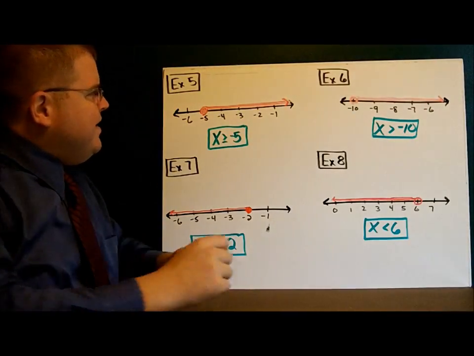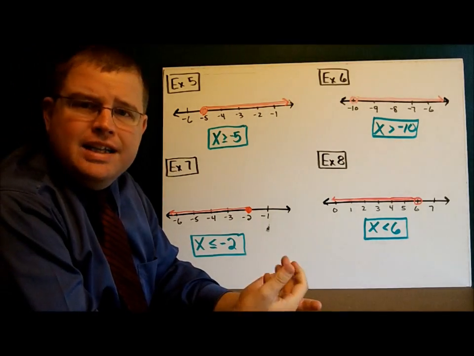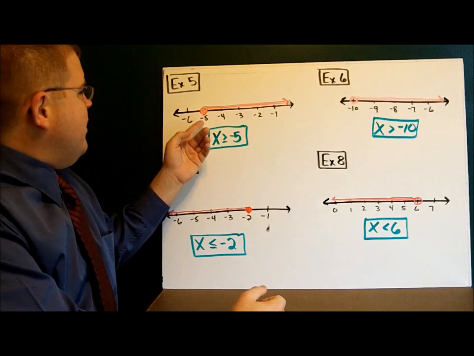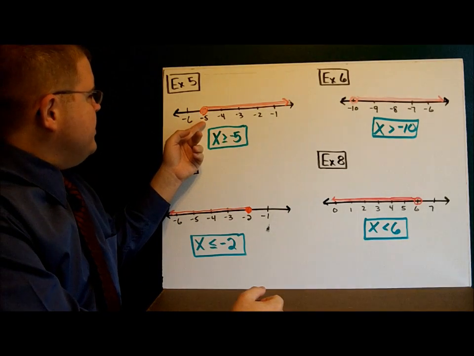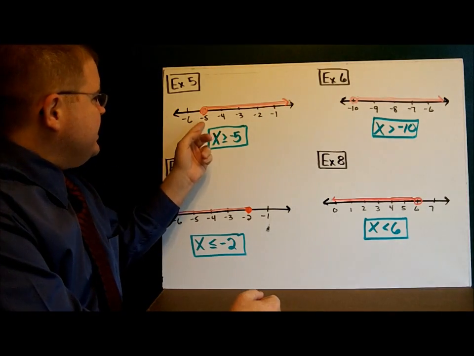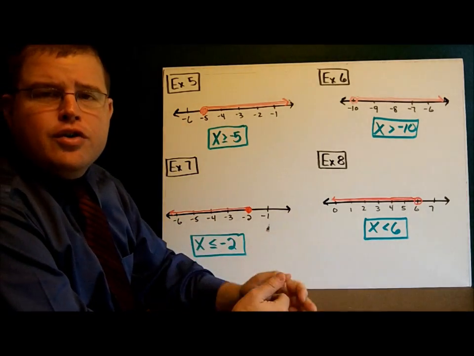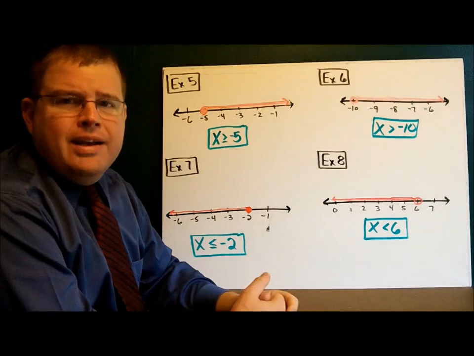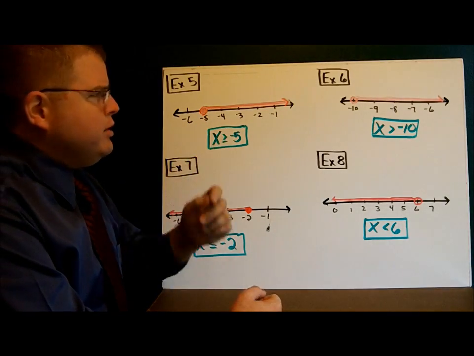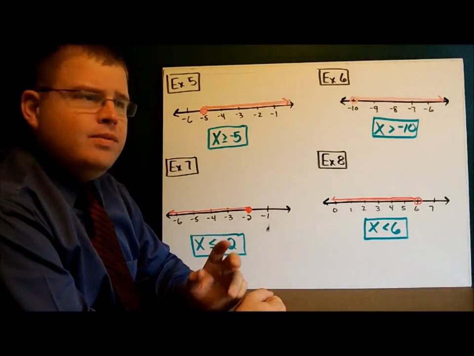Examples 5, 6, 7, and 8, they gave you the graph. And they said write the inequality. So we're translating. So I looked here and I said, okay, there's a closed circle at -5. And it's going to the right. It's where numbers are greater than -5. Because it's a closed circle, x is greater than or equal to -5.